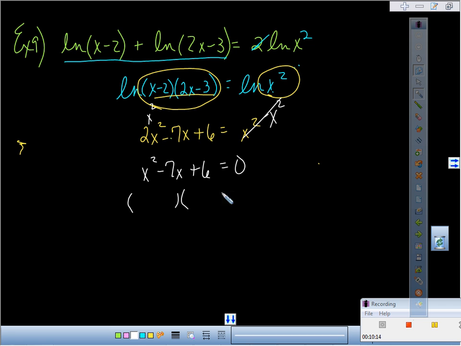Does it factor? Yeah. x and x, plus sign means they'll both be with the first one. Factors of 6 that had to be 7, 6 and 1. Okay? Now, look, I want you to be really careful on this.